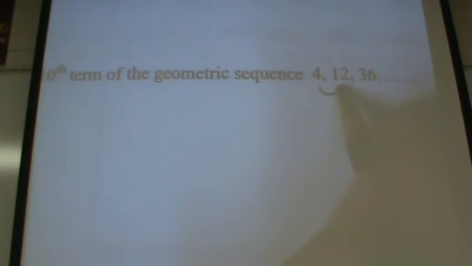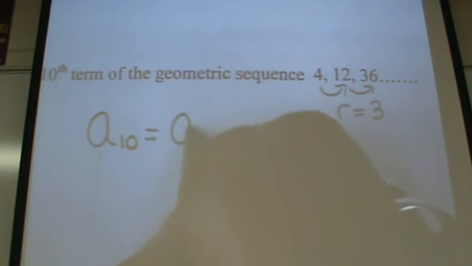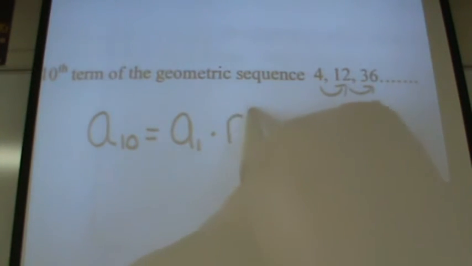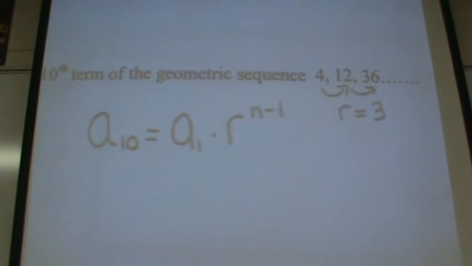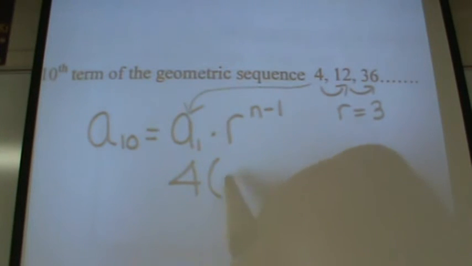What are they doing to go from 4 to 12? Multiplying it by 3. So r is 3, right? So let's go right into the geometric explicit formula. What does it say? First term times r to the n minus 1. What is the first term? 4. What's the r value? 3, and you're going to do 10 minus 1, which is 9.